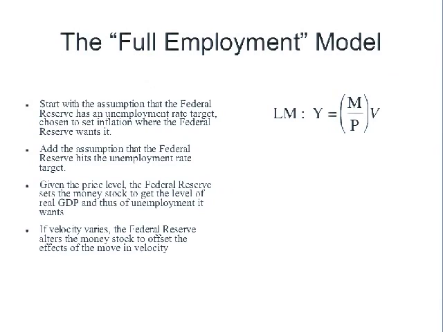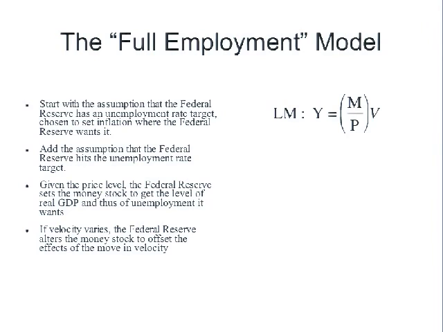But let's lay out the argument in which you do want to cut government purchases in the short run, and you do because you think it'll produce a higher level of production, employment, and investment now, or at least not produce a lower level. So start with the assumption that the Federal Reserve has an unemployment rate target chosen to set inflation where the Federal Reserve wants it. That as in the inflation economics section, the Federal Reserve has strong views about what the target rate of inflation ought to be, and is pushing the unemployment rate to whatever level it thinks will generate that level of inflation that the Federal Reserve wants to see.